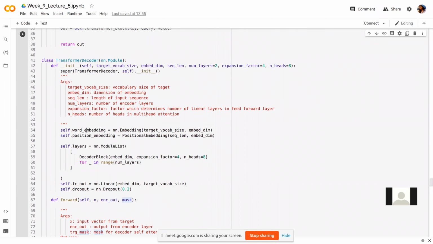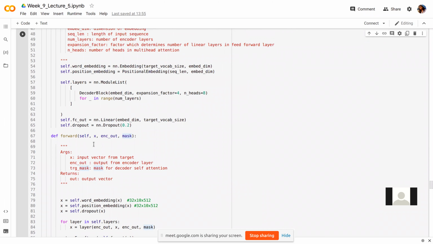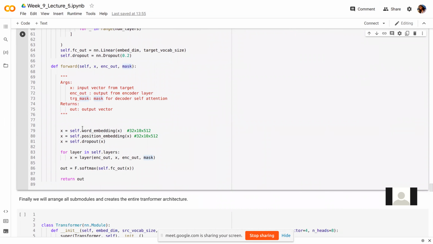We need the word embedding and the position embedding. This is for the output embedding, the outputs which have been predicted by the decoder module so far, and a layer of these decoders, and then finally this output layer. This output layer is to compute the softmax probability. So finally, what will happen is: take the word embeddings, get the positional embeddings, add the dropout as a regularizer, then take the encoder output, this X, and the mask, and give it as an input to the decoder.